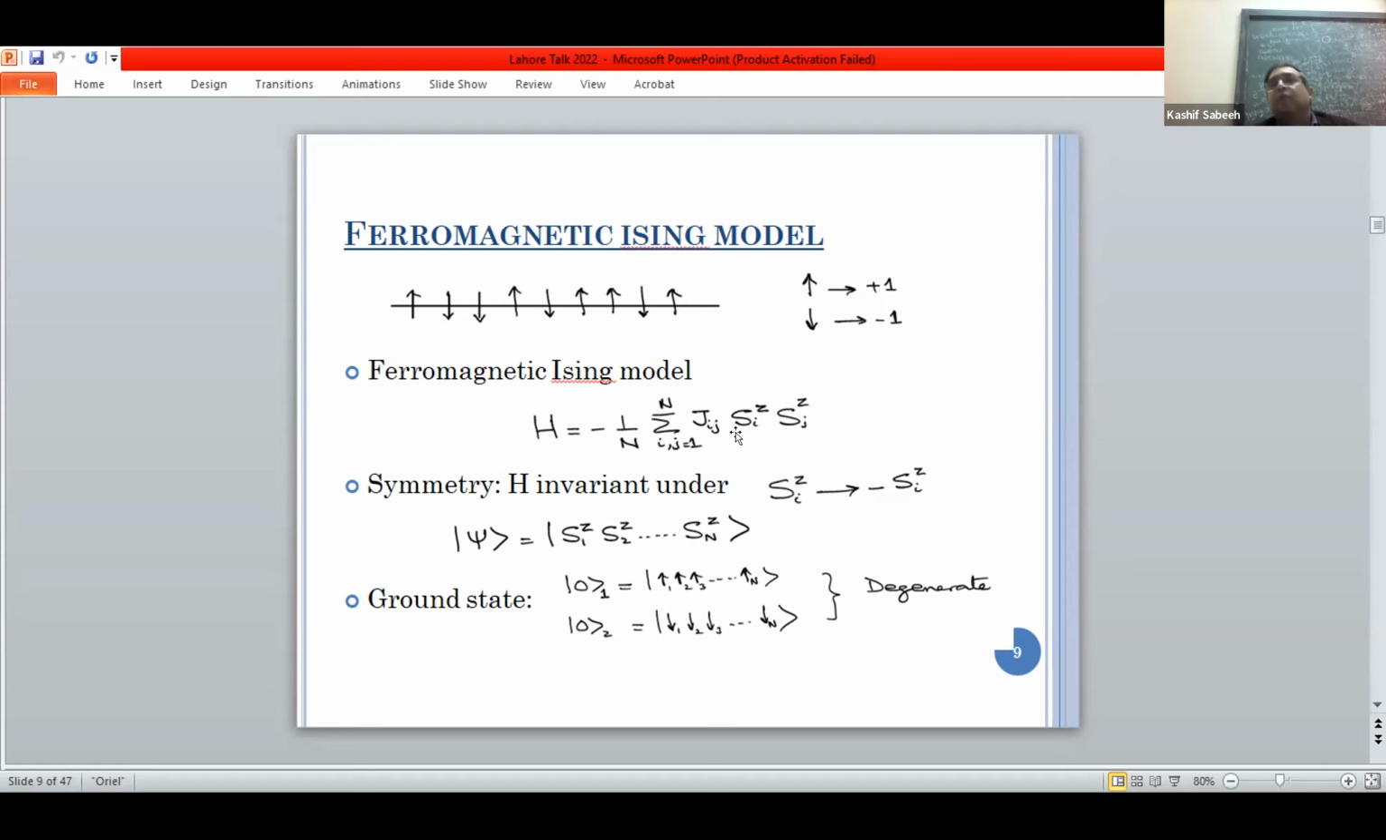Because if you flip all the spins, there's a minus sign that comes from there, and there's another minus sign that comes from the second term. And both of these minus signs give you plus 1. So the Hamiltonian is invariant under this transformation, which is flipping all the spins.